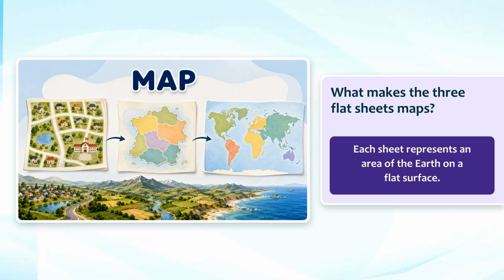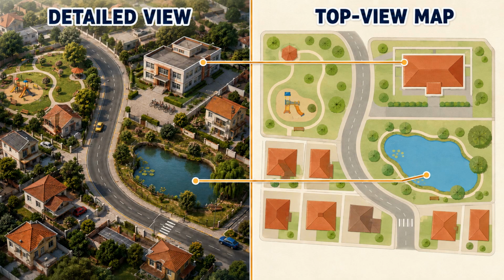What makes the 3 flat sheets maps? Let us check what they have in common. Each sheet represents an area of the Earth on a flat surface. Next, let us see why a map uses a view from above and leaves out some details. The aerial view contains many small details, but the top view map keeps the road, school, pond, park, and homes that matter. A map selects useful information for a purpose. It is not an exact photograph.